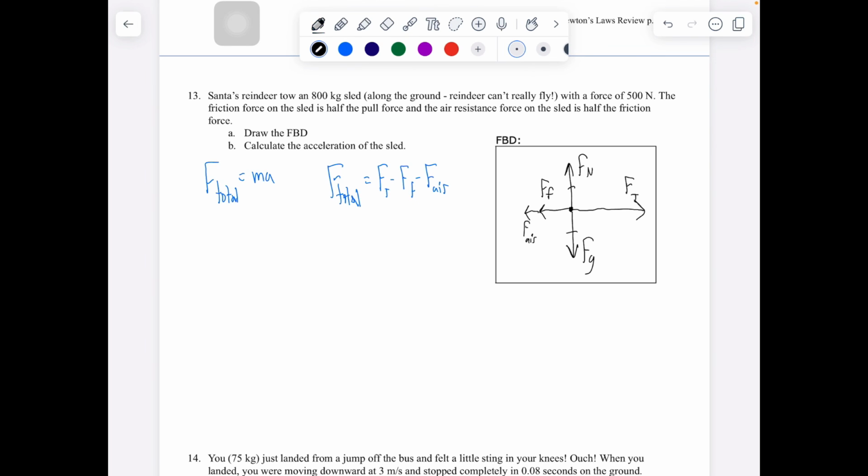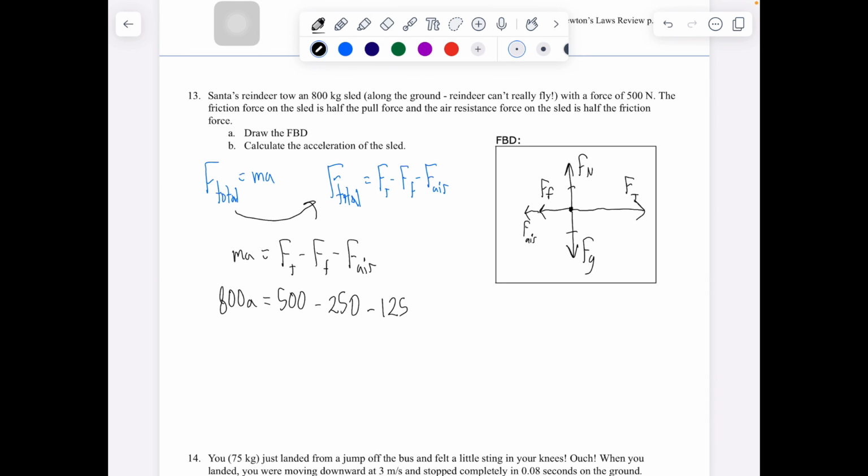Now go ahead, plug them in for each other. We get that the mass times the acceleration equals Ft minus Ff minus F air. Plug in the mass of the sled, 800. Do we have the acceleration? No, that's what we're finding. So we'll leave it as a variable. The tension is 500 newtons. Friction is half of the tension, so 250. Air resistance is half of the friction, so 125. Go ahead and solve.